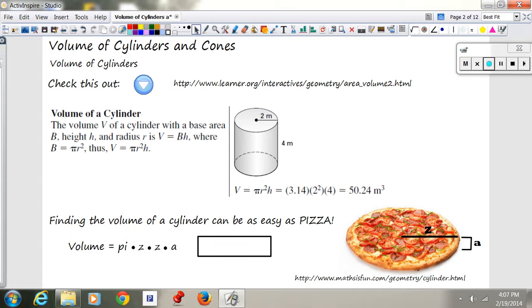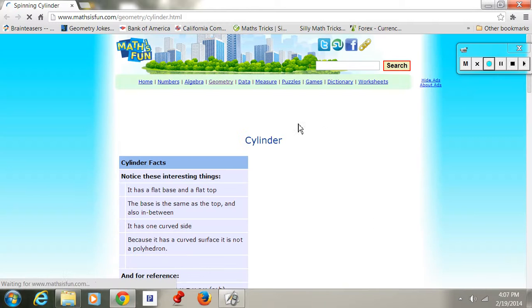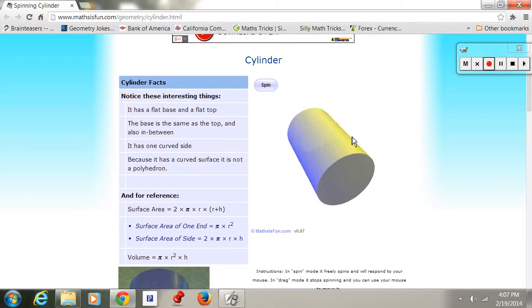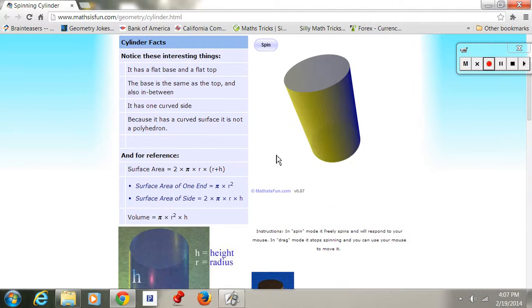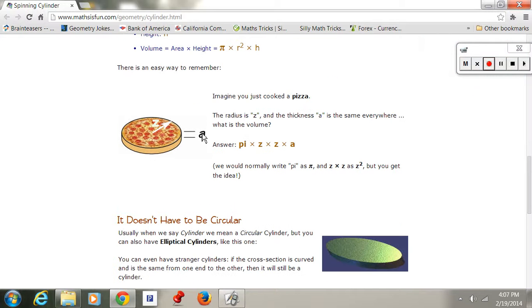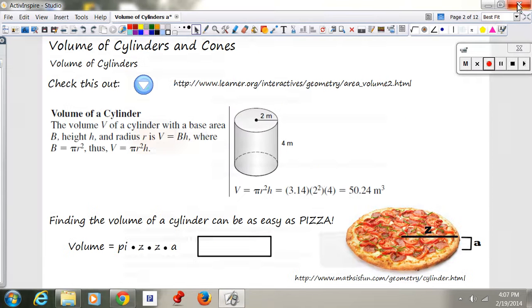And that came from a website right down here, mathisfun.com. If you click on the website, you can see all kinds of cool stuff about cylinders. It gives you the surface areas and the volumes. It talks about the pizza, thickness a, the z, and the pizza. So you can go through that if you want to. I put the website on there for you. Alright, and you can, again, pause the video anytime you need to, if you need to stop it and let them catch up.